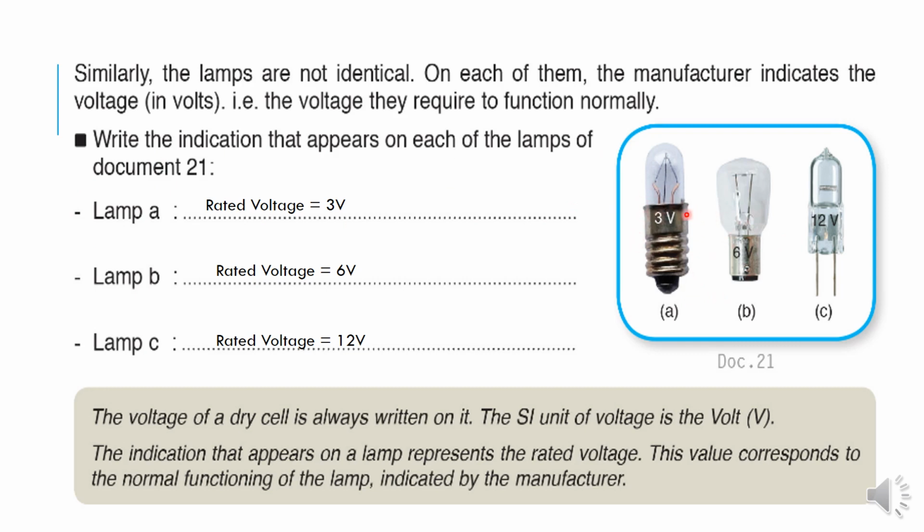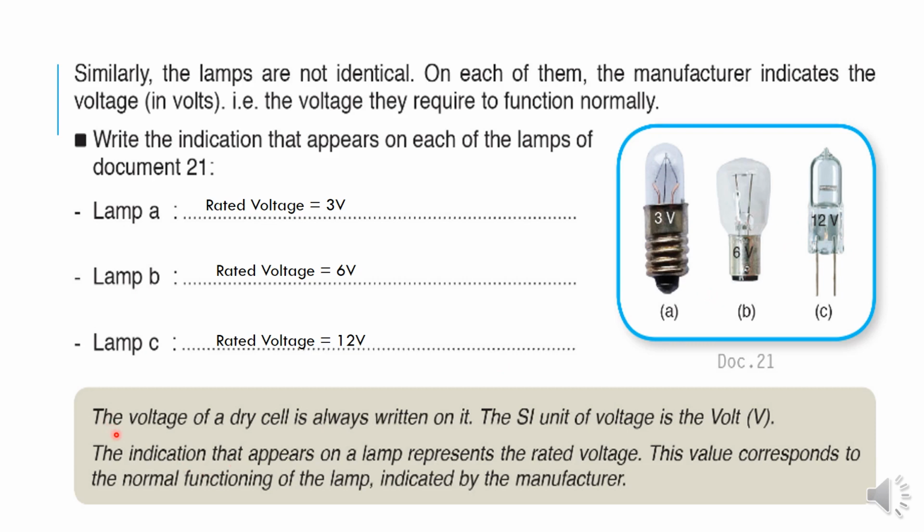On lamp A, we have 3 volts. 3 volts is written on lamp A. So the rated voltage equals 3 volts. This lamp needs 3 volts to function normally. Lamp B, 6 volts is written on it. So this lamp needs 6 volts to function normally, so the rated voltage is 6 volts. While lamp C needs 12 volts to function normally, the rated voltage equals 12 volts.